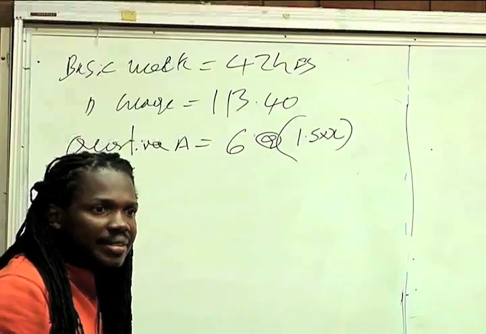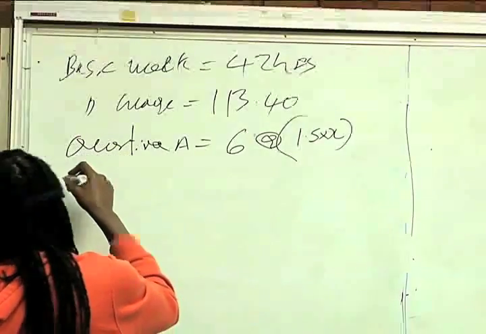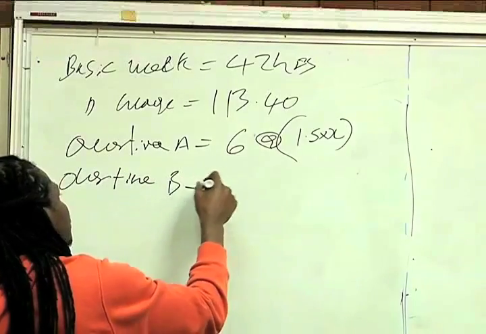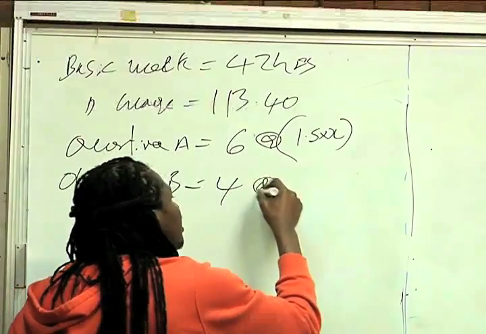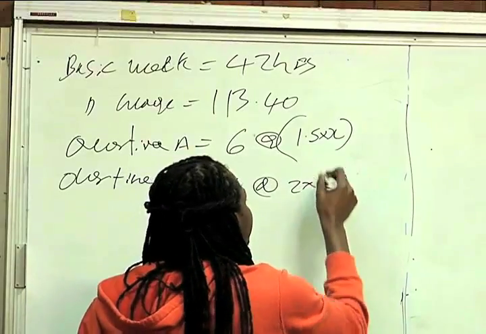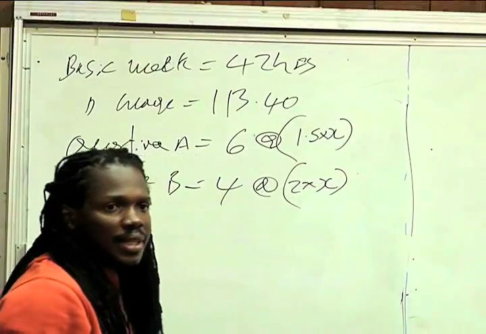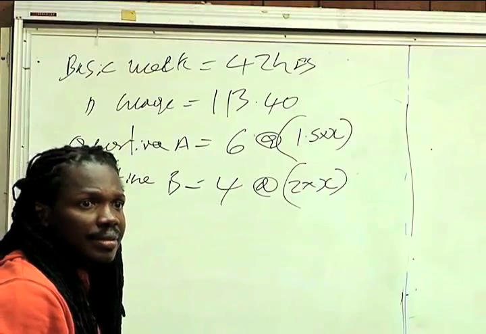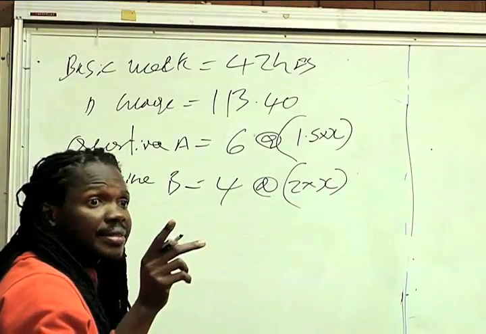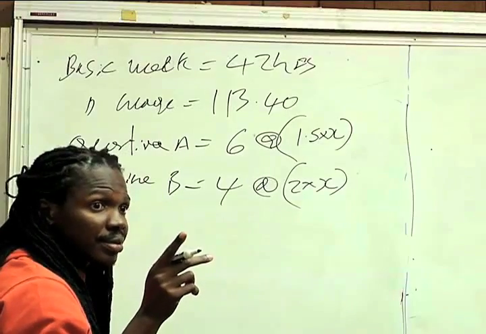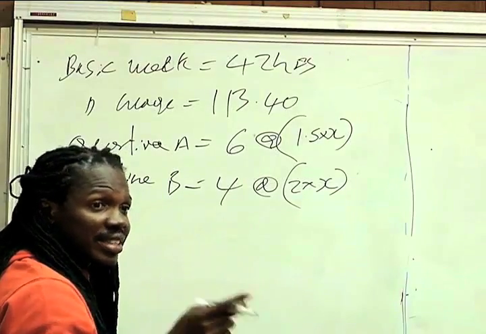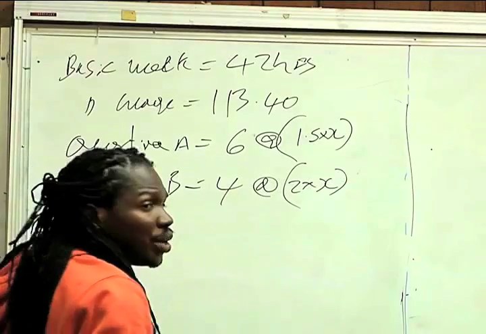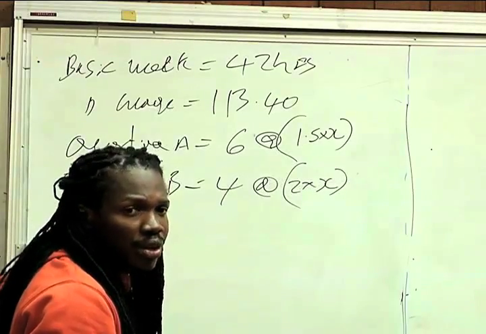We know that overtime B is 4 hours at 2 times x. You see that? You alright? You sure? What else do we know? We don't know anything else.